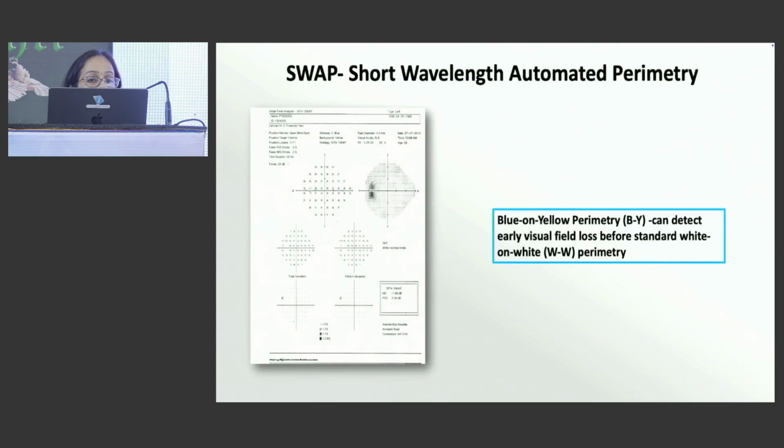And now we have short wavelength automated perimetry, which is a blue on yellow perimetry, which can detect early visual field loss before standard white on white perimetry.